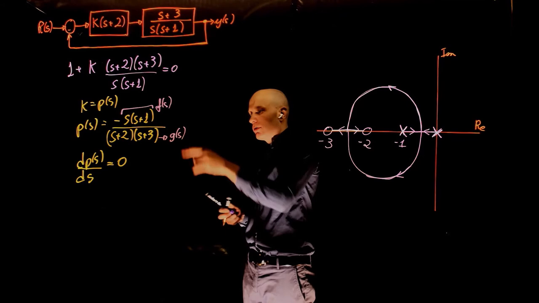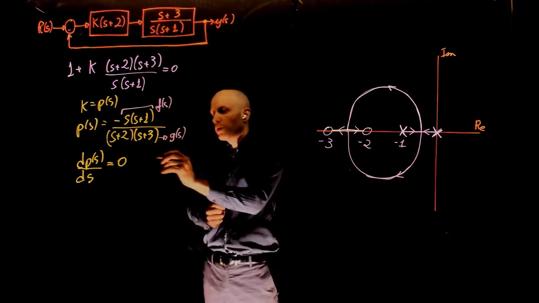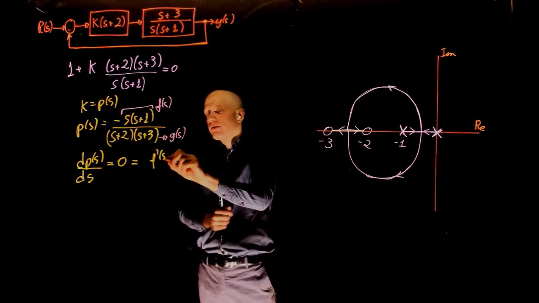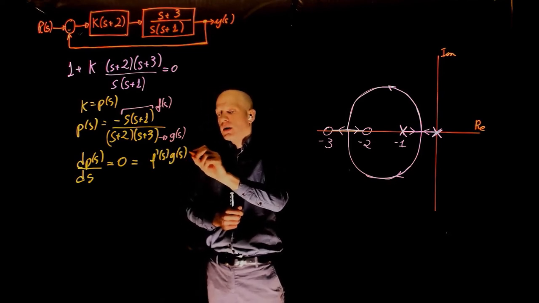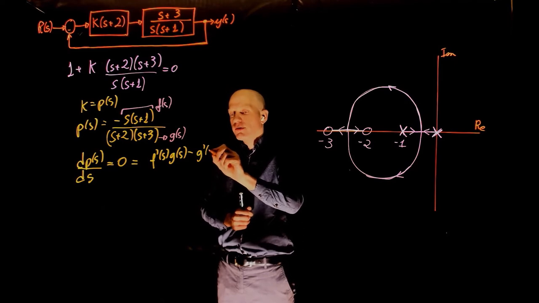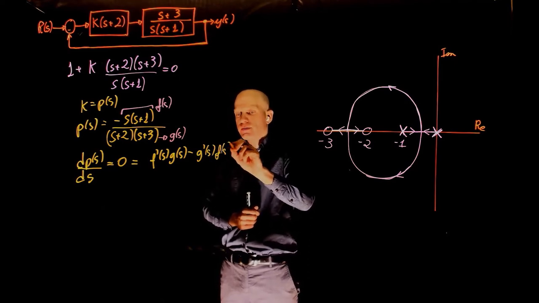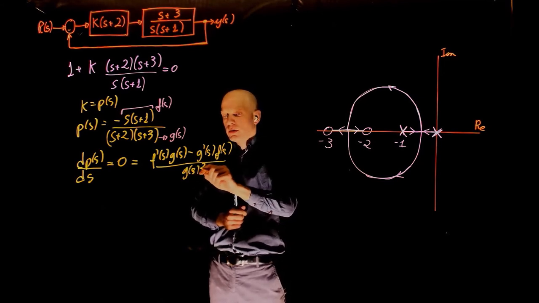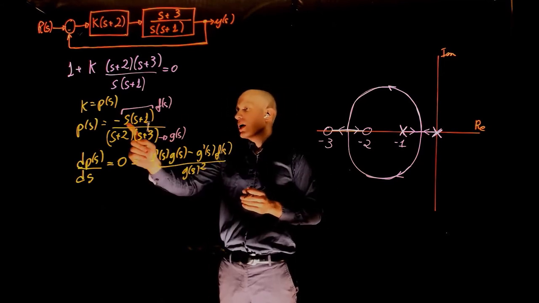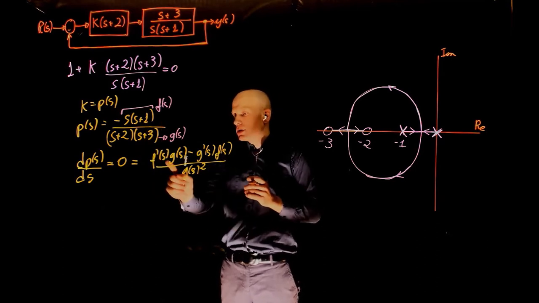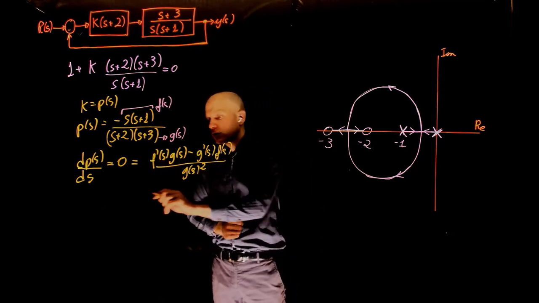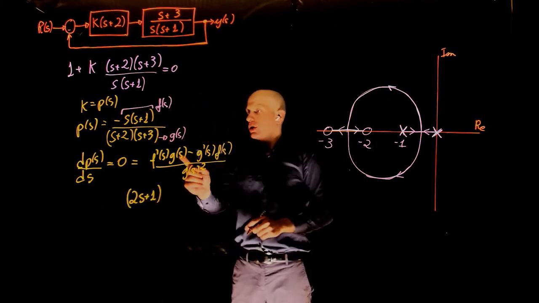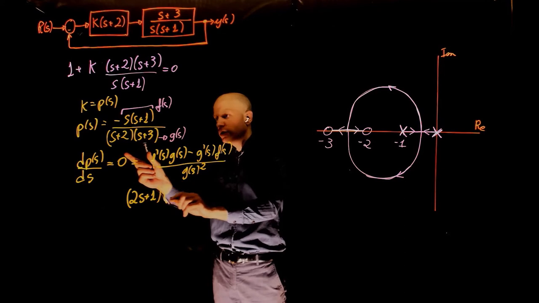We know now that the derivative of these functions is given by F prime of S times G of S, minus G prime of S times F of S, divided by G of S squared. If F of S is S squared plus S, its derivative here is 2S plus 1, times G of S.